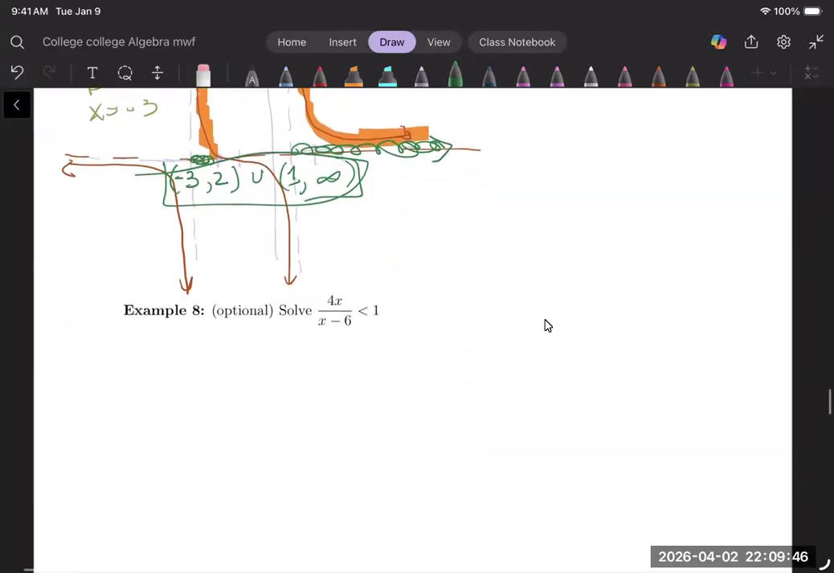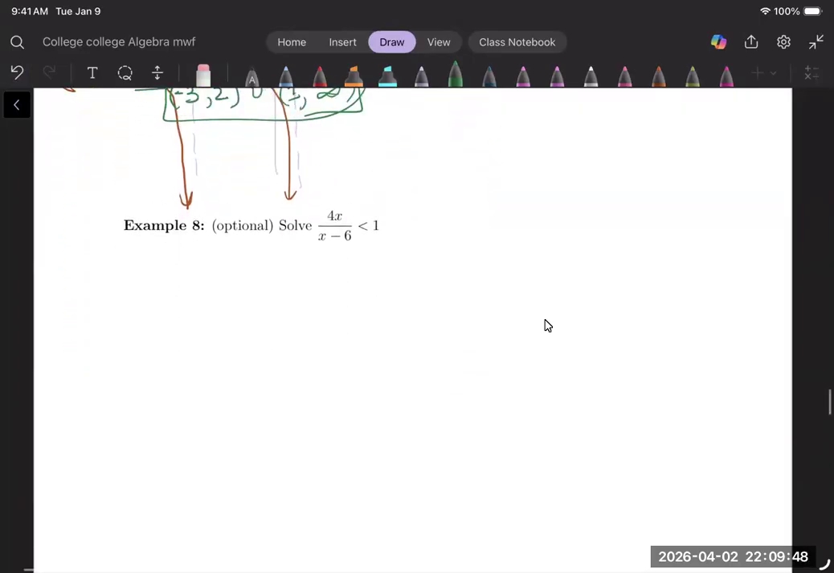Okay, we're going to talk about this one because there is a major point that you need to note. Always add or subtract across the inequality.